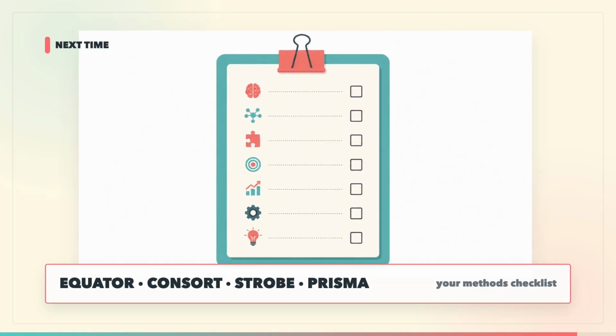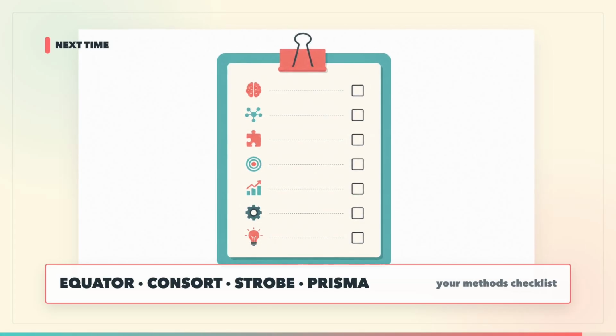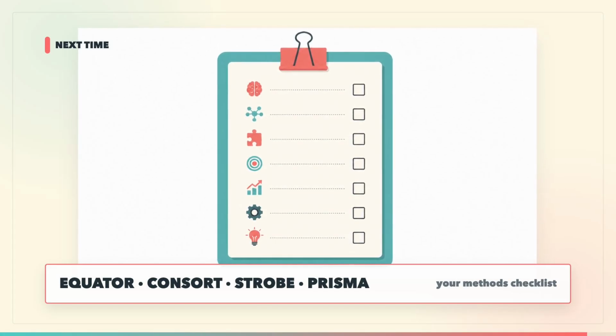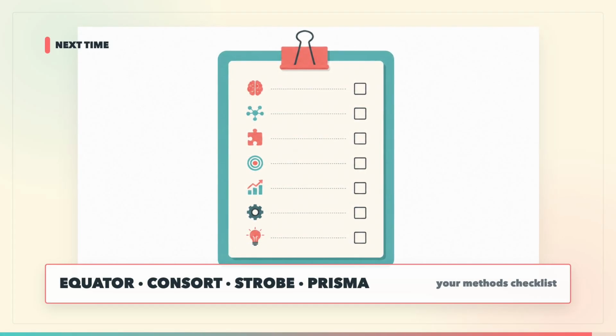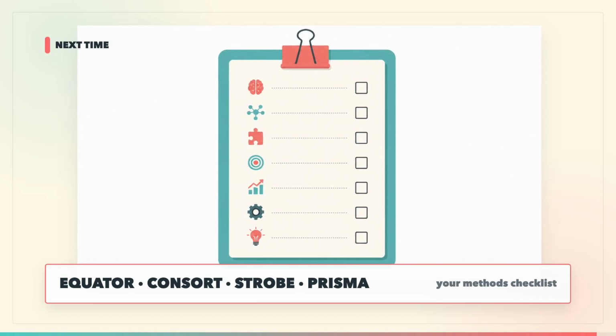Next time on the playbook, your paper's method section has a checklist: EQUATOR, CONSORT, STROBE, PRISMA. And if you don't know which one applies to you, your reviewer's first comment is already written.